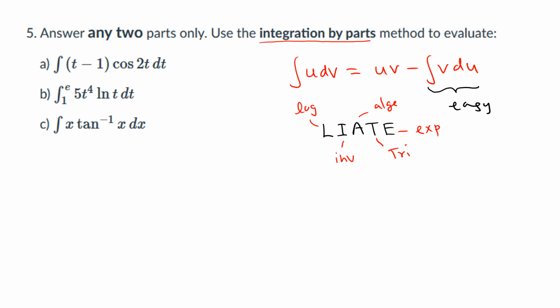So now let's try to do one by one. The goal is to find u and v so that v du is easy to integrate. That's the whole point. And then also we know the DI method, and so this is one, and then we use the LIATE, and also we have the DI method.